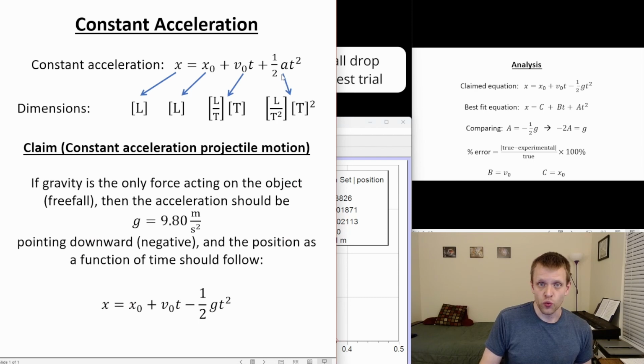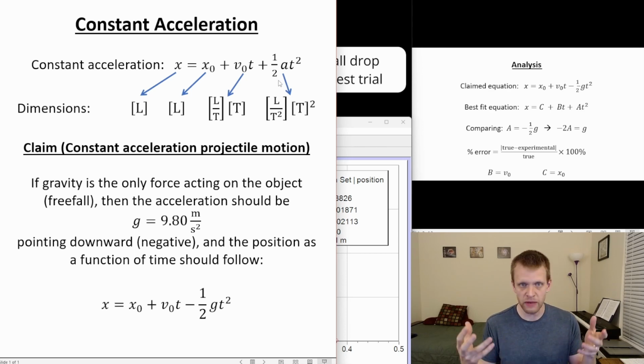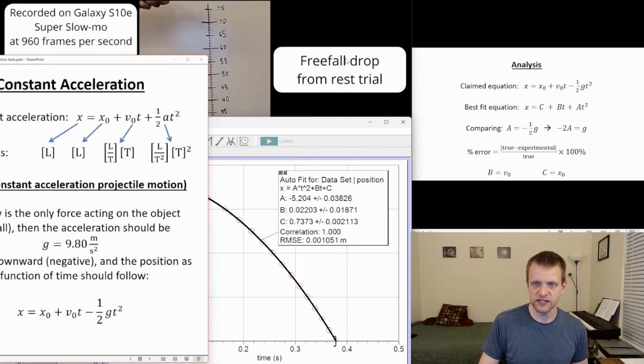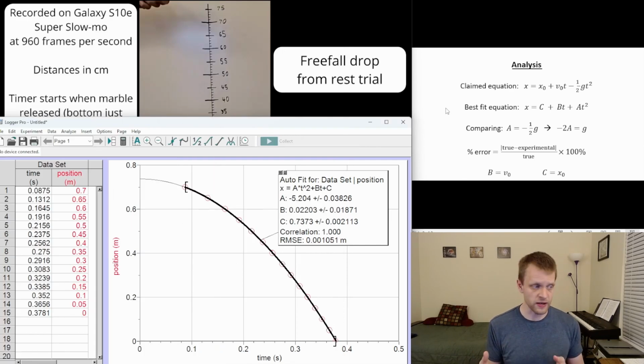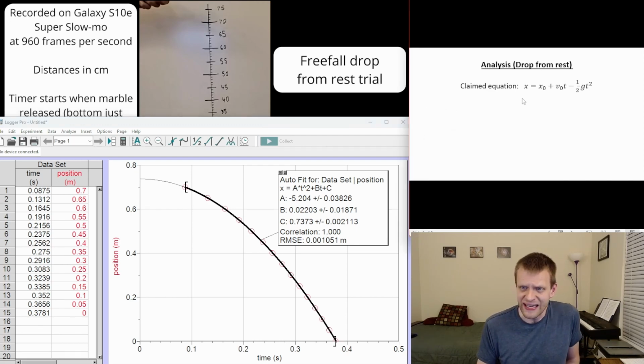And in order for this to work, the acceleration, when I multiply it by a time squared, by seconds squared, I have to get back a unit of length, meters. So the acceleration has to be meters per second squared. But again, maybe you're not convinced by this. So instead, let's look at another way of trying to analyze the same data for this free fall drop from rest.